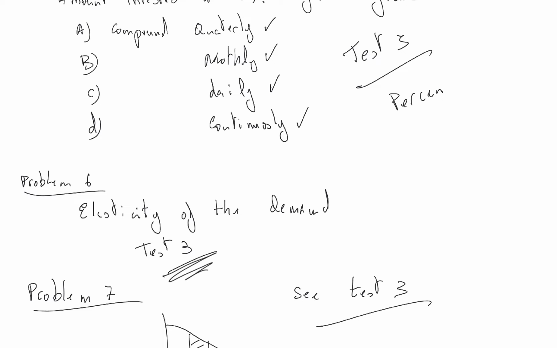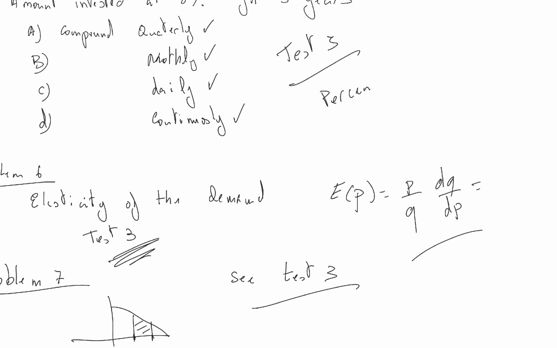Problem 6 is about the elasticity of the demand, and is a similar problem to test 3. On test 3 we solved a problem for the elasticity. Remember that elasticity as a function of the price is P divided by Q times the derivative of Q with respect to P. So you apply this equation, this definition of elasticity.